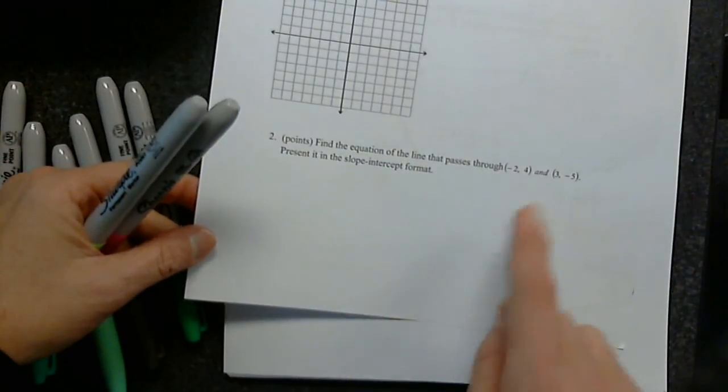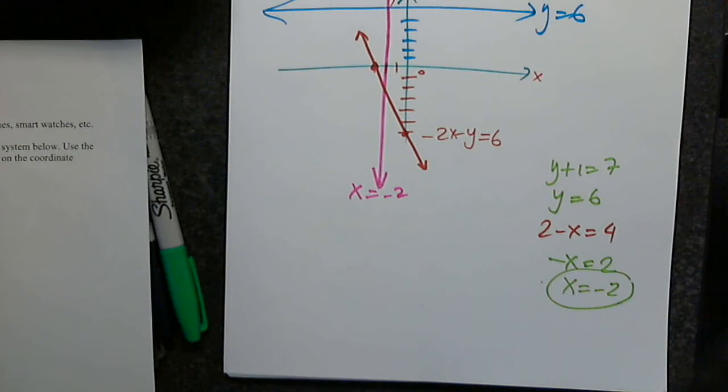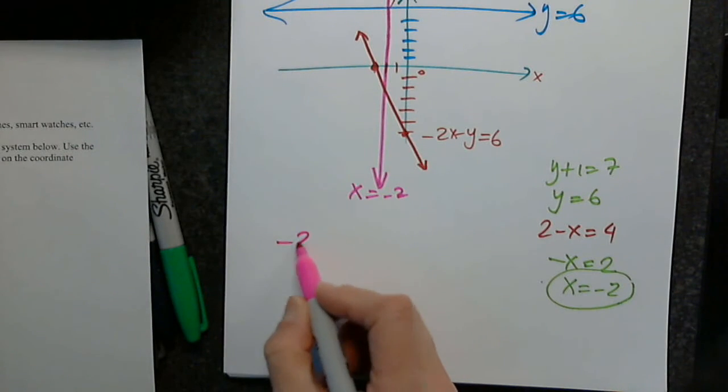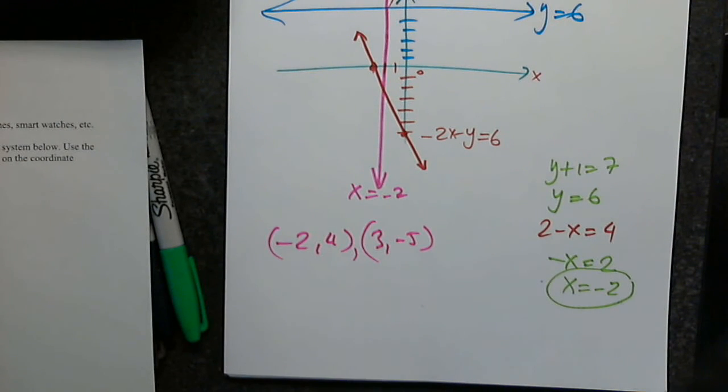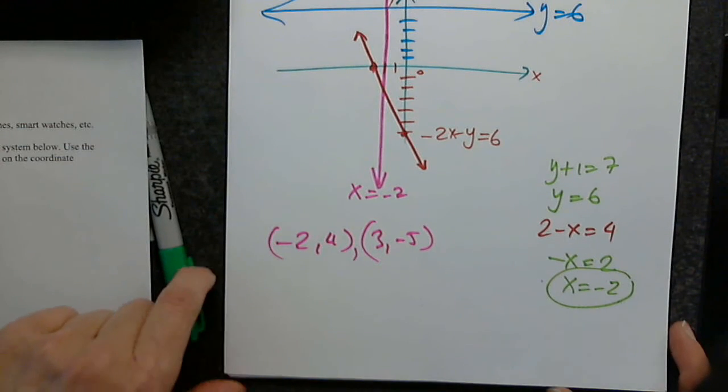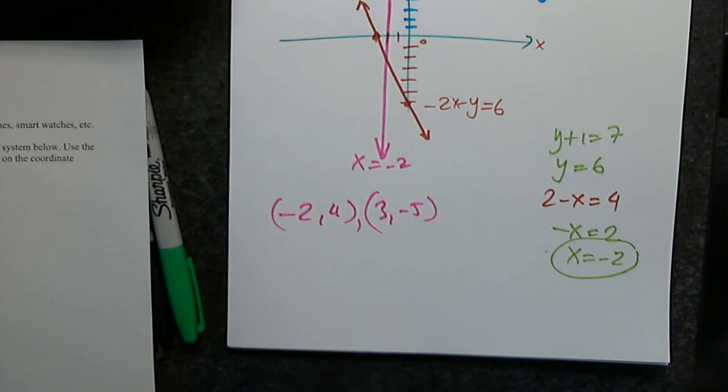Find the equation of the line that passes through negative 2, 4 and 3 comma negative 5. Any questions from me, please? How do I find the equation of the line passing through these points? What do I have to find first? Slope. Yes. How do I find the slope? Subtract the y's over the x's.